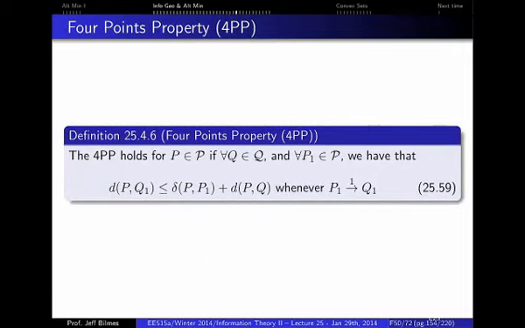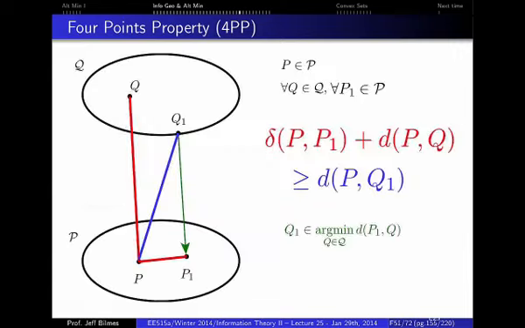And the 4 points property requires 4 points, surprisingly. And basically it says that it holds for P and P in script P, if for all Q and for all P1, so now we've got another point here, if this is true. And I think, again, looking at a picture is probably the easiest way of looking at it.